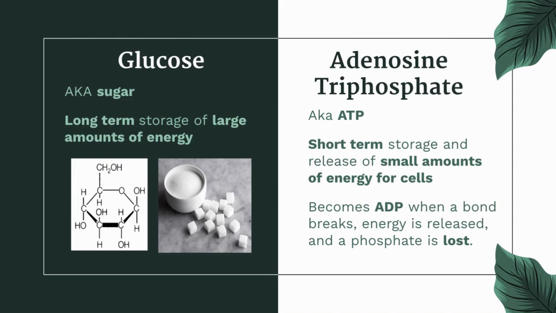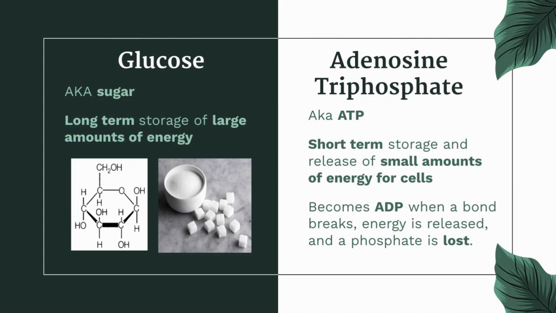Glucose is also known as sugar. Glucose is long-term storage of large amounts of energy. ATP is adenosine triphosphate. That's short-term storage and releases small amounts of energy for cells. It becomes ADP when a bond breaks, energy is released, and a phosphate is lost.